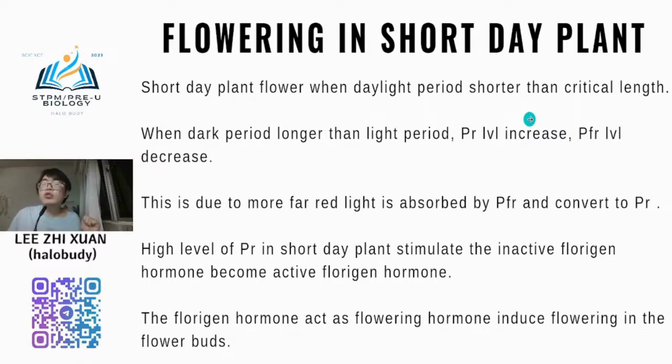Normally you also need to know the mechanism of how the plant flowers. I already mentioned that short day plants only flower when the daylight period is shorter than the critical length. Another way to say it is that the dark period is longer than the light period. So your PR level increases and your PFR level decreases. In the dark period, you still remember your PR increases because far red light is high. All your PFR will absorb far red light and convert to PR. That is why your PR will increase.